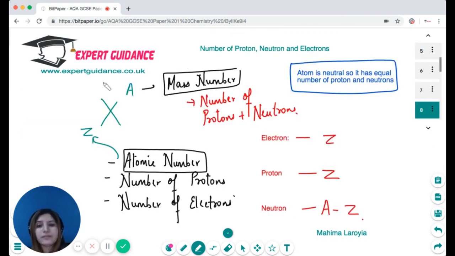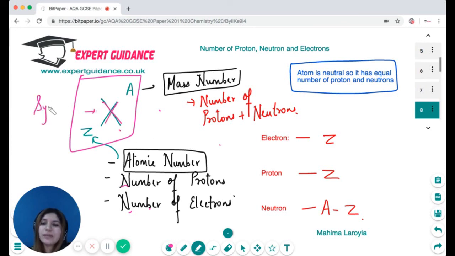Now, how do we work out how many proton numbers, electron numbers, or neutron numbers are there in an atom? For that, we take the help of a periodic table. In the periodic table, all the elements are there with a symbol. So this is the symbol of the element, and they'll have one number at the top and one at the bottom. The number at the top is the mass number, which is the number of protons and neutrons. The number at the bottom is the atomic number, which is the number of protons. And since the atom is neutral, the number of protons and electrons are the same, so the bottom number will also give you the number of electrons.